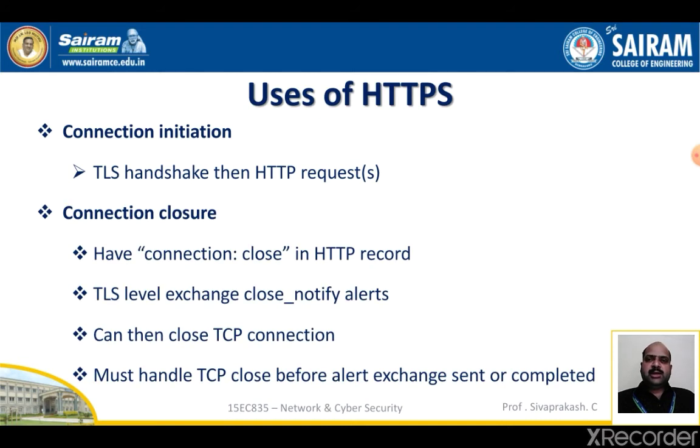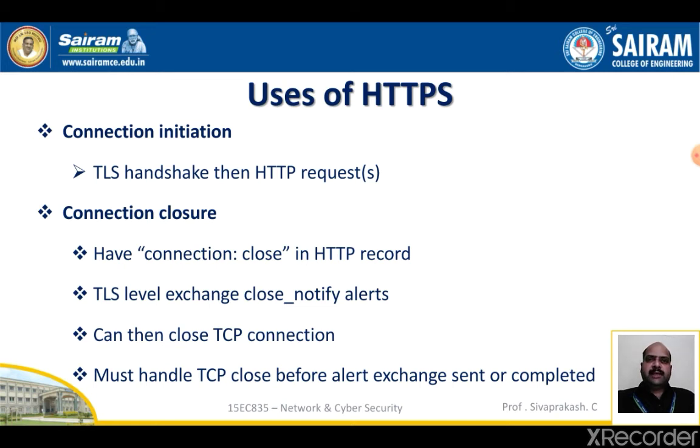We'll move on to the next use, connection closure. An HTTP client or a server can indicate the closing of a connection by including the following line in an HTTP record: Connection: close. This indicates that the connection will be closed after this record is delivered. The closure of an HTTP connection requires that TLS close the connection with the peer TLS entity on the remote side, which will involve closing the underlying TCP connection.